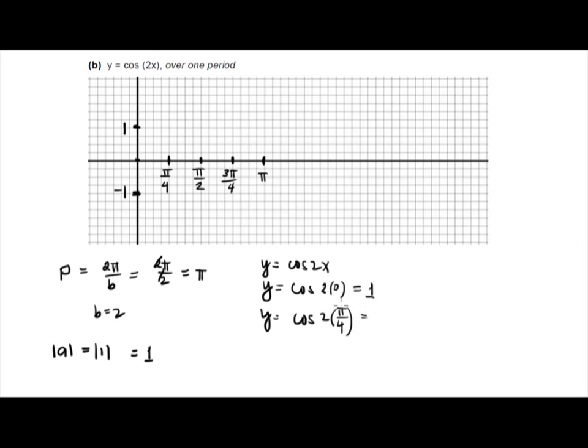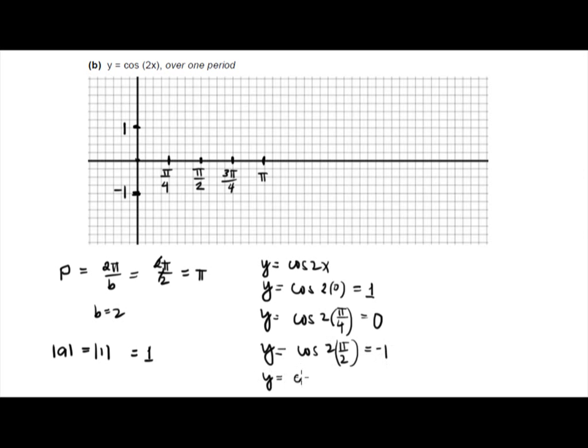By the way, when you use pi over 4 in the calculator, make sure that you change it into radians. Otherwise, it will give you a different number. If you compute for cosine 2 pi over 4, this will give you 0. Y equals cosine, this time 2 times pi over 2. This will give you negative 1.